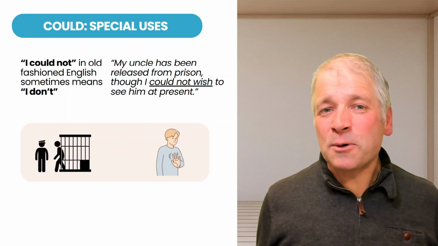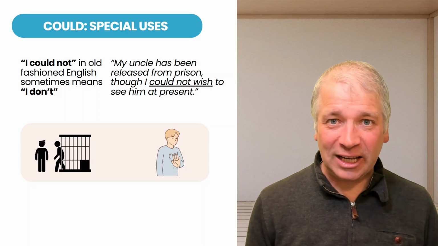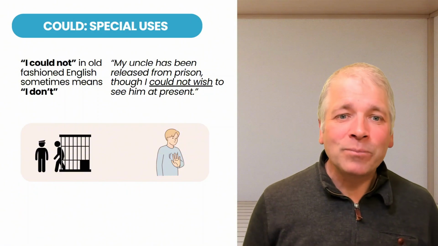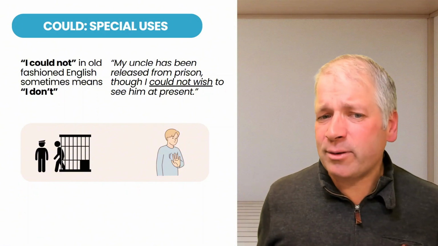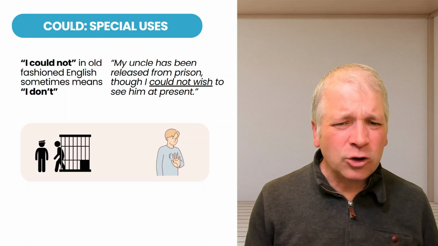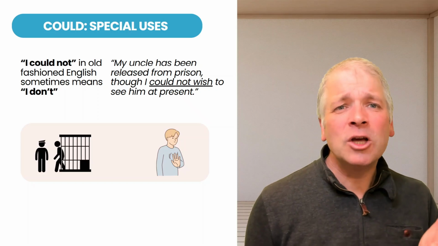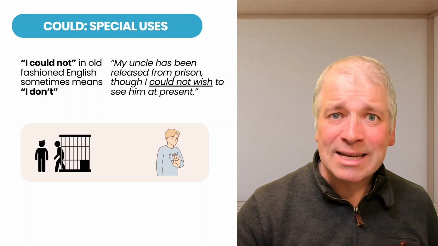Another special use is with the phrase I could not, because sometimes in old-fashioned English, it actually means I don't. As in this example here, my uncle has been released from prison, though I could not wish to see him at present. Now here, I could not wish really means I don't. It's an old-fashioned way of saying it. You don't need to say it yourself, but you may come across it, particularly when you're reading.